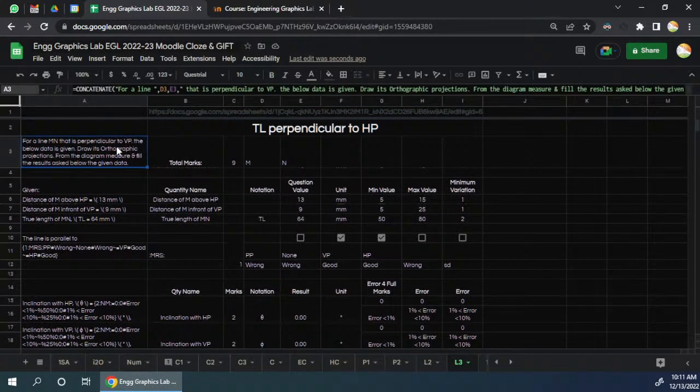Alright, so we're back here. We have a line MN which is perpendicular to VP. Draw its orthographic projections from the diagram, measure and fill the results asked below the given data. The given data is the distance of M above HP, the distance of M in front of VP, and the true length.